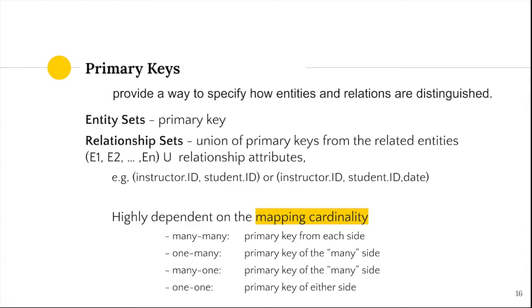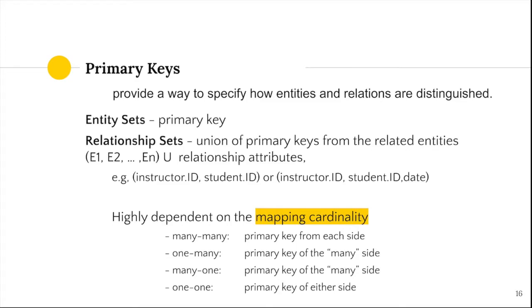So now we can have yung E sub 1 up to E sub n. So for example, to uniquely identify a particular relationship from the set of all relationship sets, we can use the pair instructor ID and the student ID. Or if we include the date as part of the relationship attribute, then the primary key for that specific relationship is the instructor ID, student ID, and then i-augment natin yung attributes ng relationship. Note that the primary key identification for different binary relationship differs.